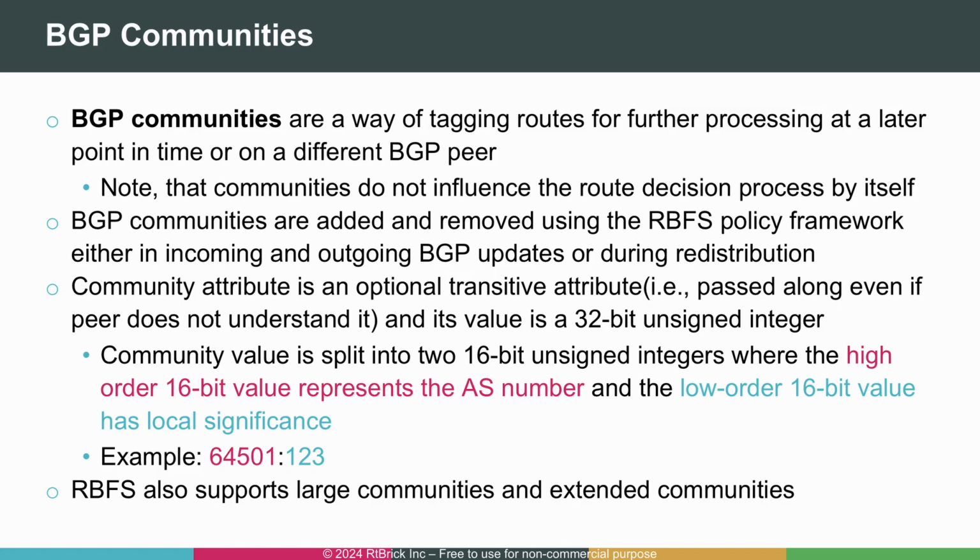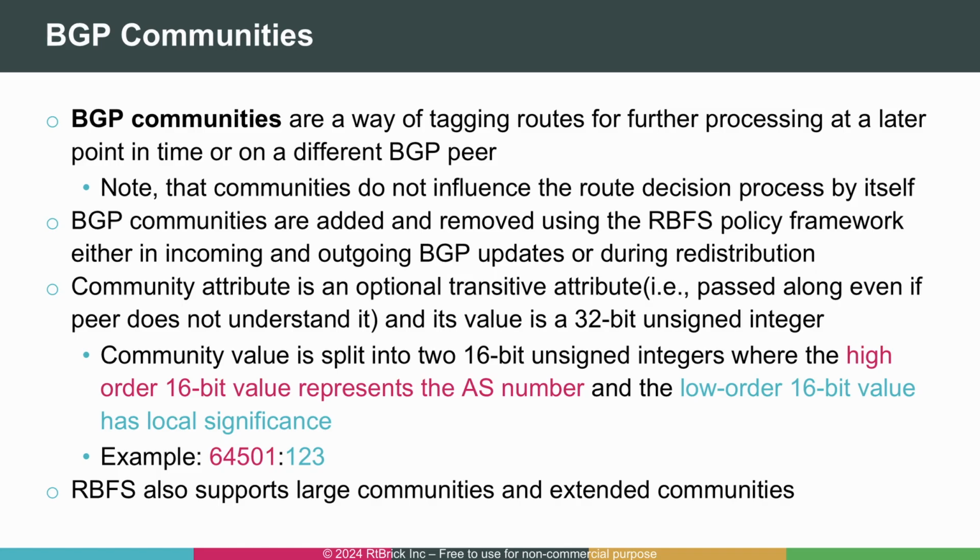These tags are passed along with the route and help simplify policy management by marking routes for future processing, either within the same AS or by external BGP peers. When autonomous systems agree on what these communities mean, they can even coordinate routing behavior between networks. BGP communities are added and removed from routes using routing policies. They can be applied in both import and export policies and can also be assigned during route redistribution into BGP.